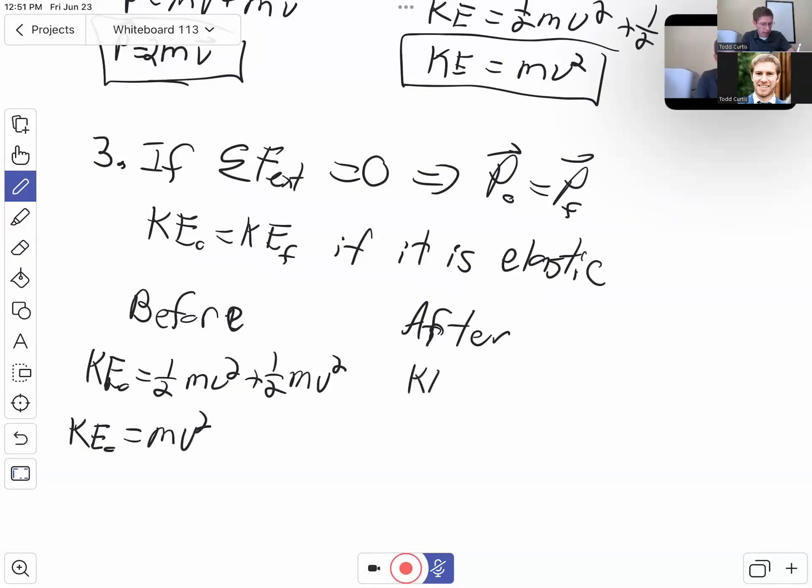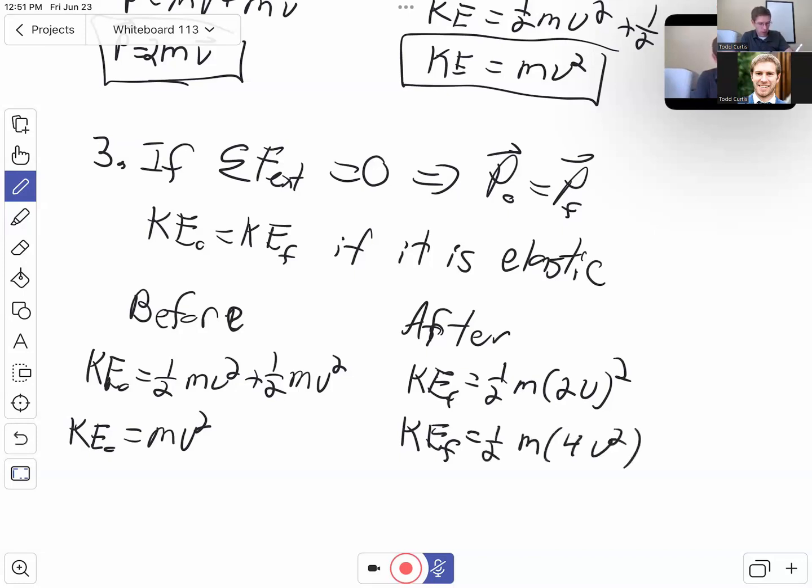But the kinetic energy after, if we sent off one ball at double the speed, would just be 1/2 m times 2v quantity squared. And 2v squared is 4v squared, right? The 2 gets squared and the v gets squared. So you end up with 1/2 m times 4v squared. And so your kinetic energy becomes 4 times 1/2, which is 2 mv squared.